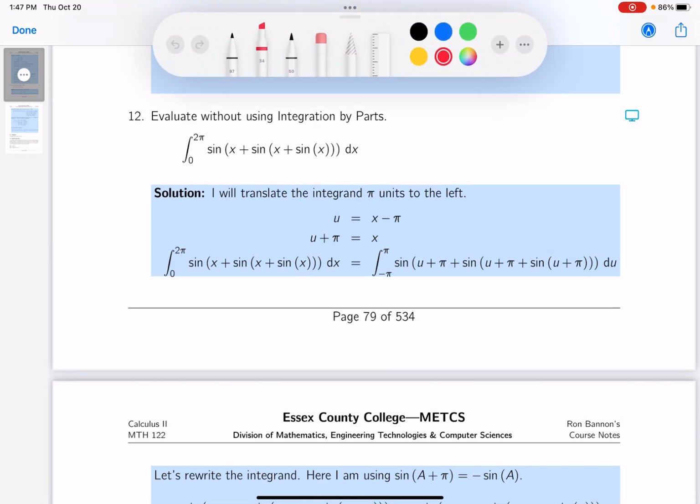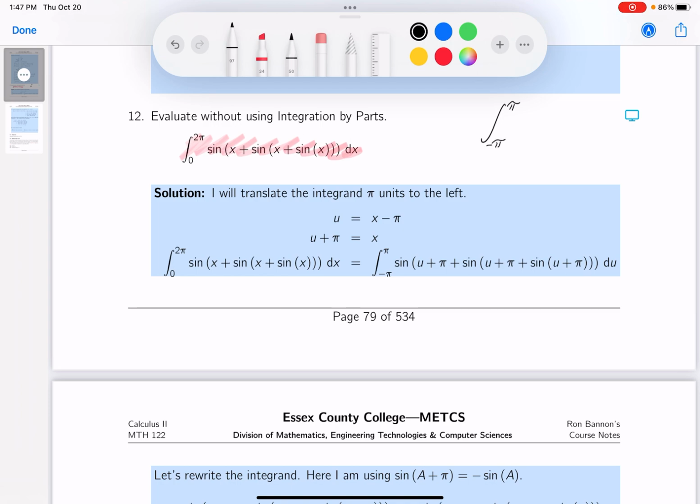Okay, they say evaluate this integral without using integration by parts. It's a definite integral. So I'm going to say, maybe visually it might be helpful. Unfortunately, trying to get the antiderivative seems like it might be impossible. So one thing I want to do is translate the integrand pi units to the left, so I want to make an integration that looks more like this over here.